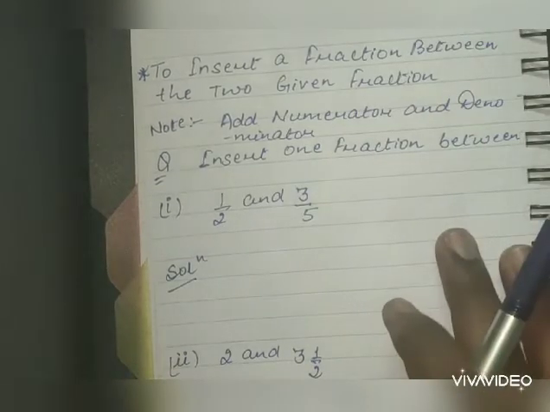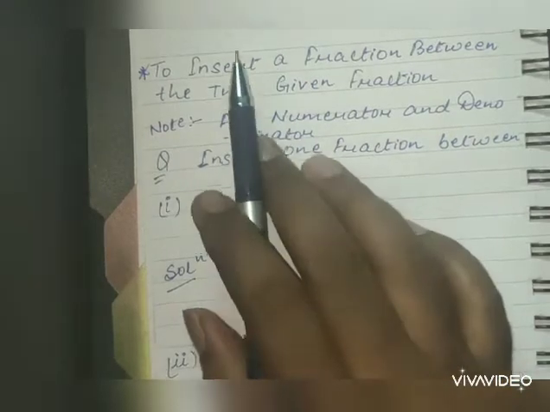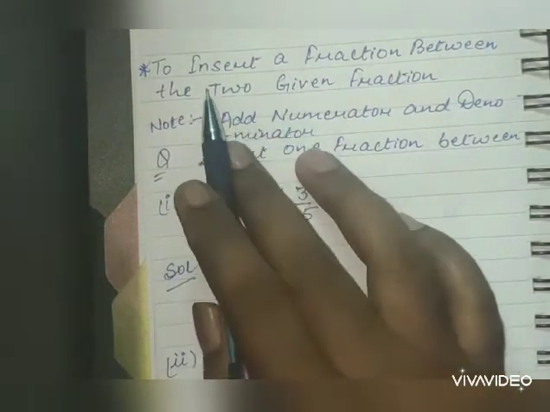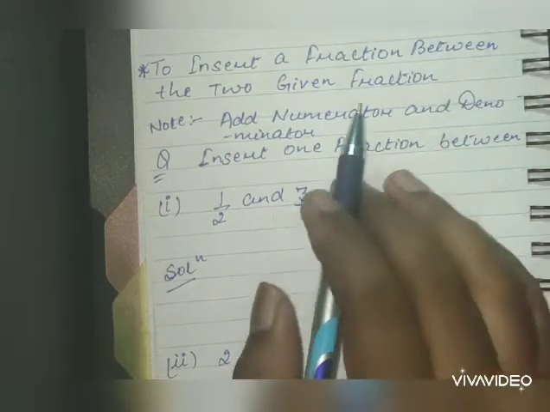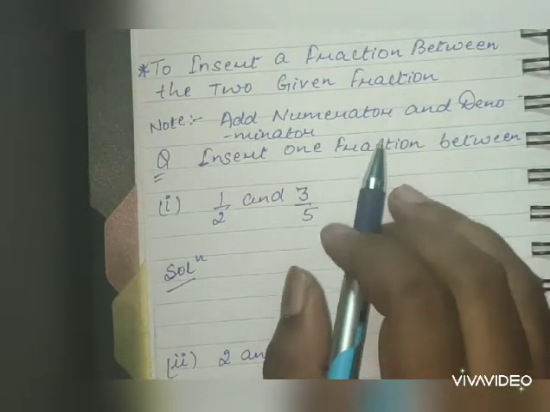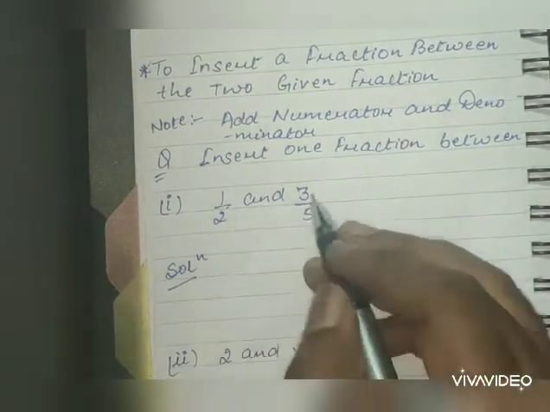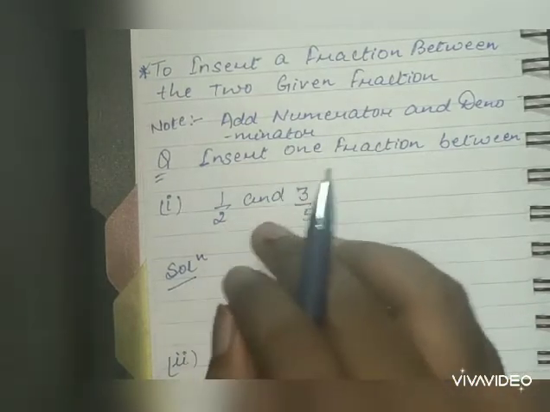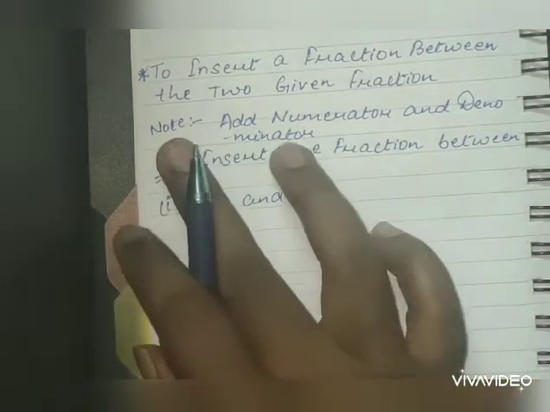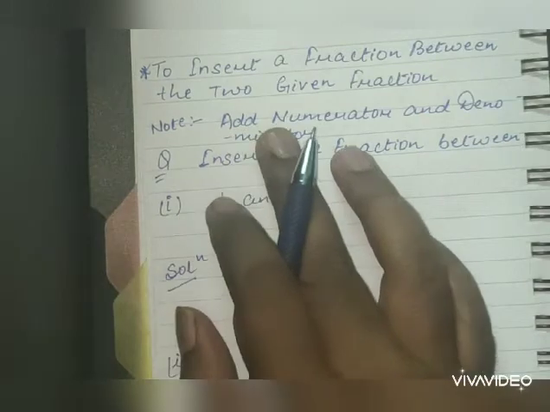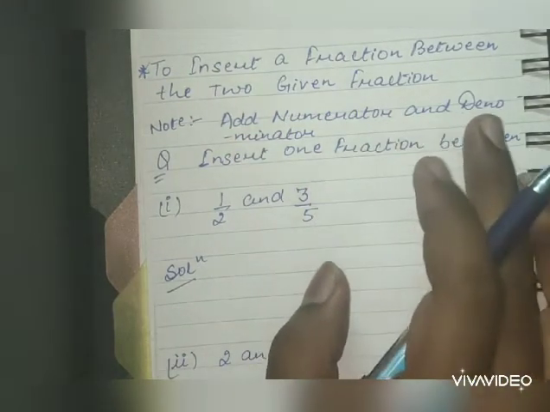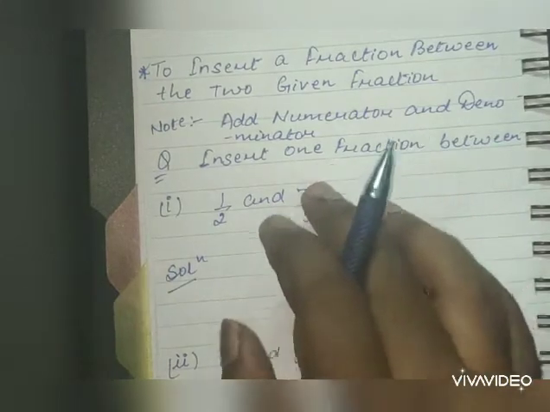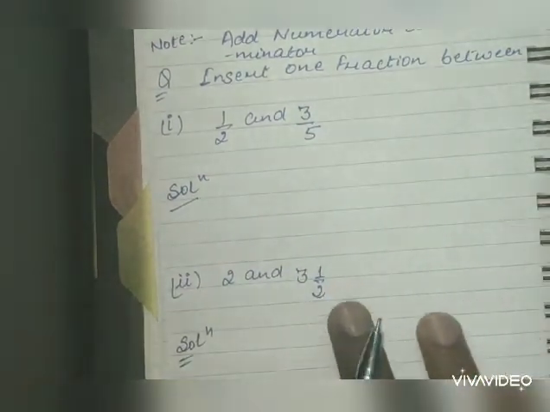So now our last topic of this session is to insert a fraction between two given fractions. So how to insert a fraction between two given fractions? So first thing, note this down. To find this, we will add the numerators of both the fractions and the denominators. Let's see how to do it.